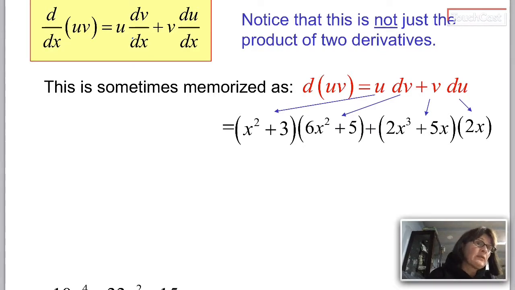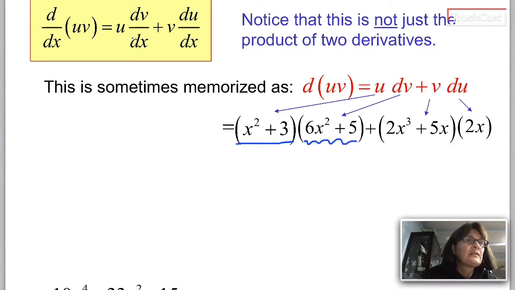Alternatively, I could use the product rule. So the first function is this x squared plus 3. The derivative of the second function, 2x cubed plus 5x. So I'm going to multiply by the derivative of that. The 3 comes to the front to multiply to make 6x squared. The derivative of the second. Plus the second function times the derivative of the first. We're just going to multiply this out and prove to ourselves we get the same answer.